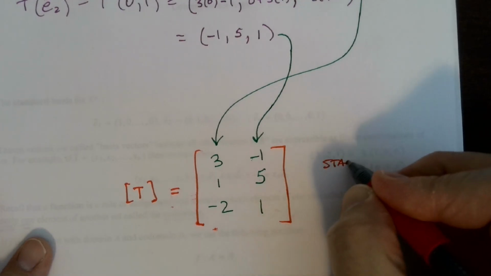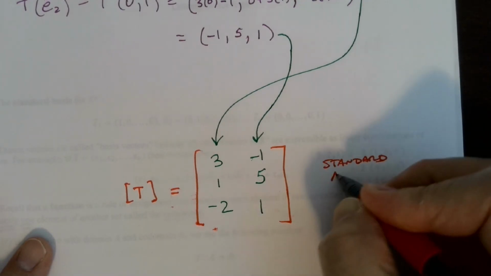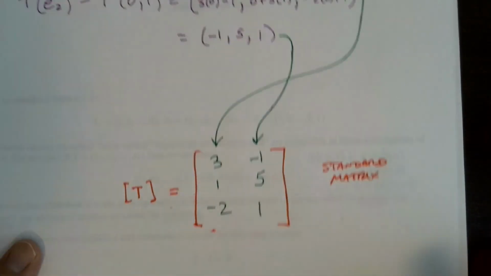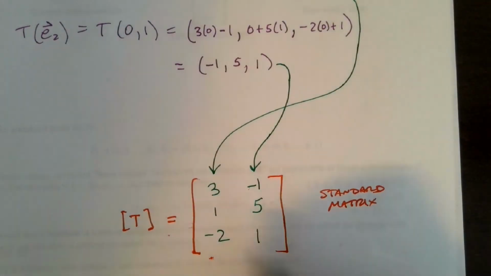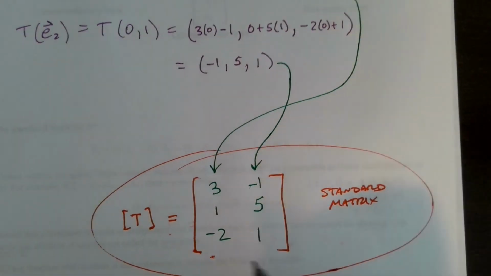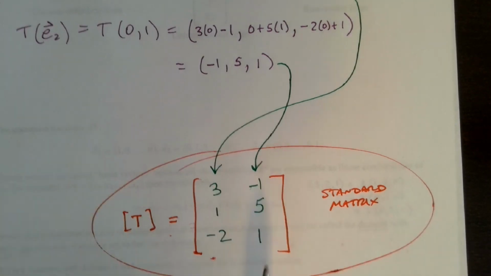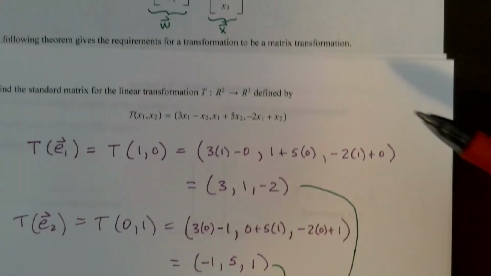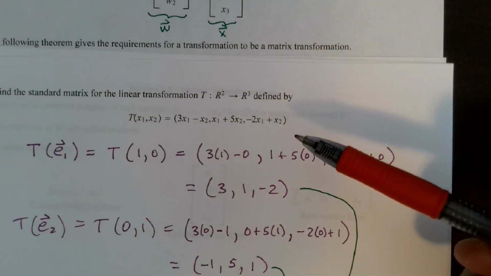This is the standard matrix for T. And that's the way we denote it. Again, you could have done this also by writing out the system of linear equations and getting the coefficient matrix, and I'll have you check that out and make sure you get the same standard matrix that I have here. But it's just another way of finding a standard matrix for a transformation.